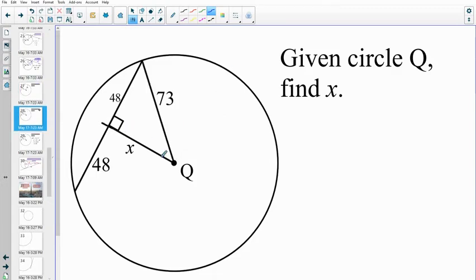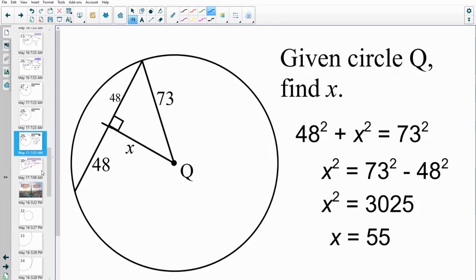So when I moved to this diagram, I drew this radius in there, giving myself a right triangle. And here we go again. X squared plus 48 squared equals 73 squared from the Pythagorean theorem. I did a little bit of algebra and subtracted 48 squared from both sides of the equation, plugged them into my calculator to get 3025. And if x squared equals 3025, then x must be 55 from my calculator, taking the square root, and that is what I was looking for. X in this case is 55.